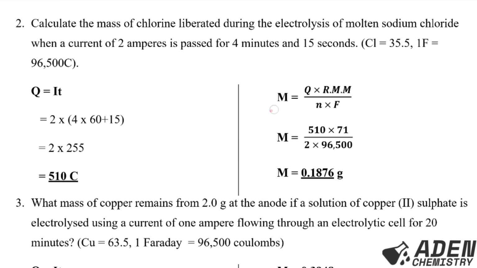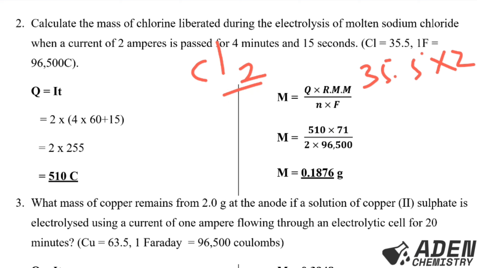So we have the formula for mass deposited, which is equal to Q multiplied by relative molecular mass, because chlorine exists in molecular form, divided by N times F. So mass deposited will be equal to 510, which is our quantity of electricity passed, multiplied by 71. Where is this 71 coming from? The 71 is coming from the RAM of chlorine, which is 35.5, multiplied by 2, because a chlorine molecule is composed of 2 chlorine atoms.